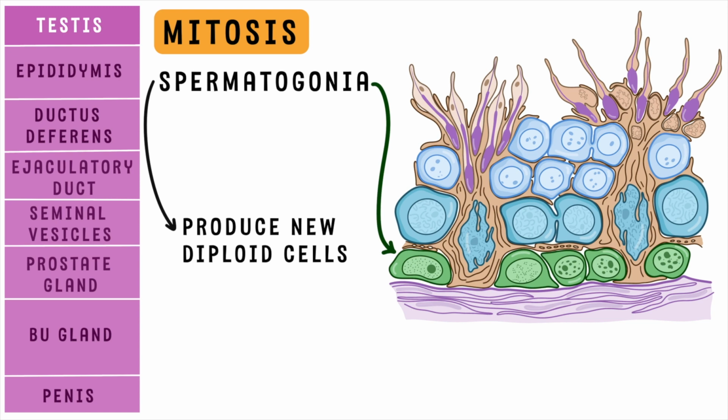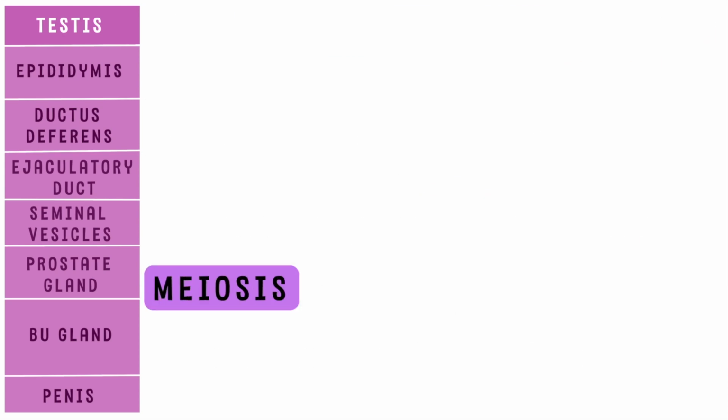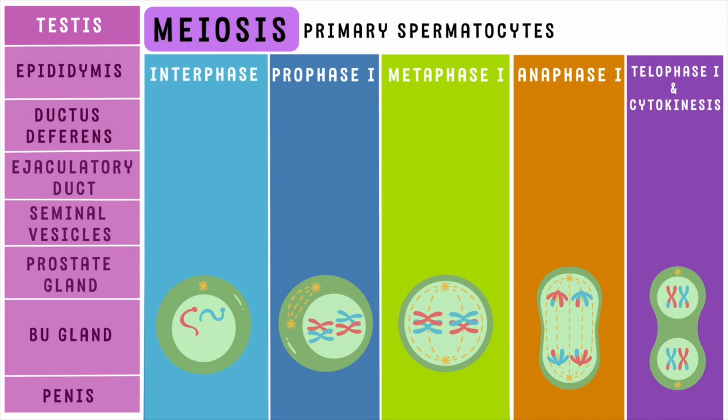Some of the new cells formed by mitosis remain in the basal layer as spermatogonia, others move towards the lumen and enter meiosis. At the start of the meiosis phase, the cells begin to enlarge and are known as primary spermatocytes. They undergo an S phase, in which they replicate the DNA in their chromosomes prior to cell division. They then enter the prophase of the first division in meiosis, a process which lasts about 20 days.